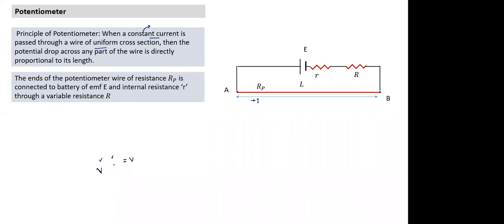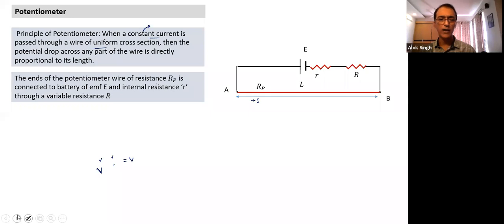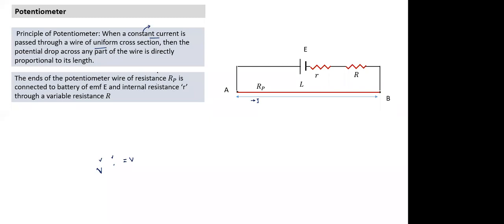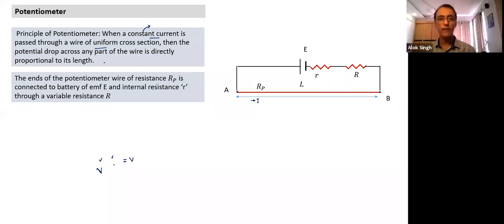If you take some current I1 at first, the potential drop will be proportional to the length. And if you take I2, even then it will be proportional to length. This is not a great wording. But what it says, there is no word of constant.